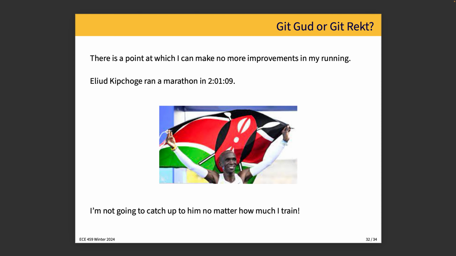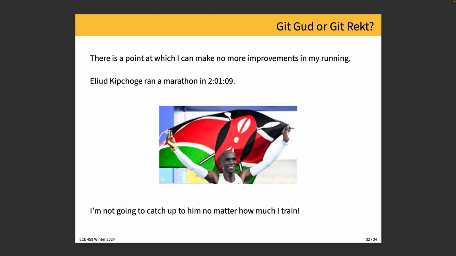But listen, there's also a point at which I can make no more improvements in my running. Eliud Kipchoge ran a marathon in 2 hours, 1 minute, and 9 seconds, which at least at the time I was writing this was the world record marathon speed. That results in an average speed of 21.02 kilometers an hour or something like that. There is absolutely no chance that I am going to be able to run as fast as this, no matter how hard I train, right?